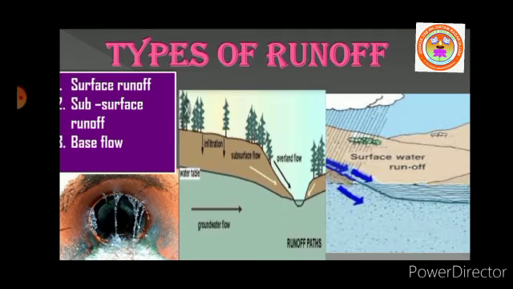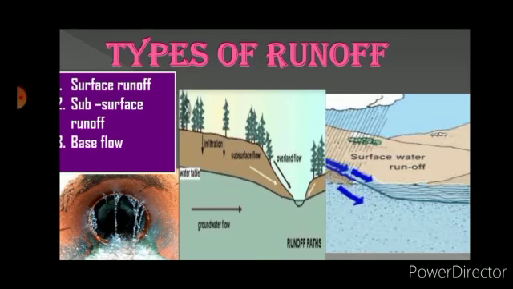What do you mean by surface runoff? It is the portion of rainfall which enters the stream immediately after the rainfall. It is called surface runoff. It occurs when the rainfall is longer, heavier, and exceeds the rate of infiltration.